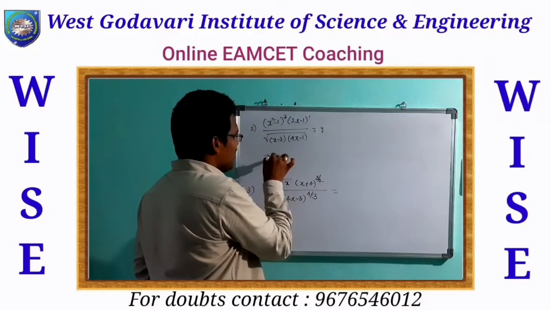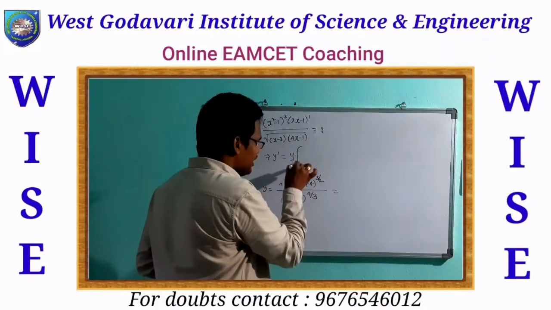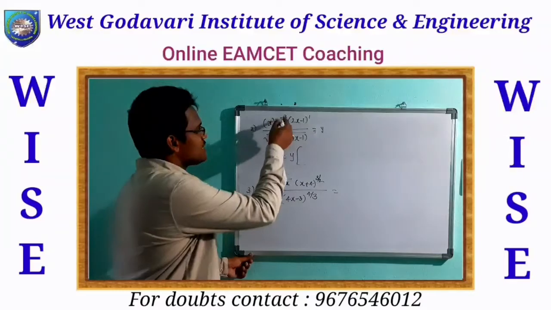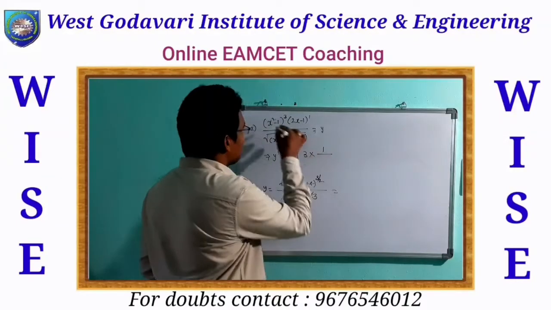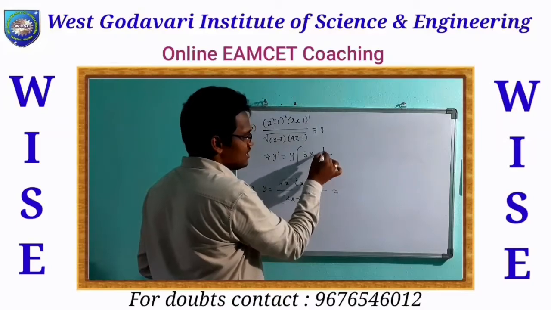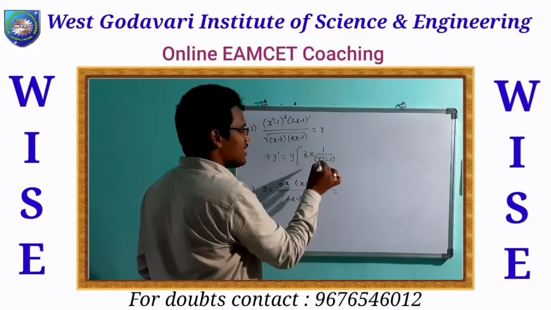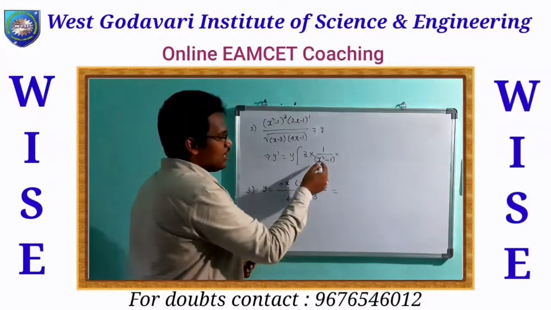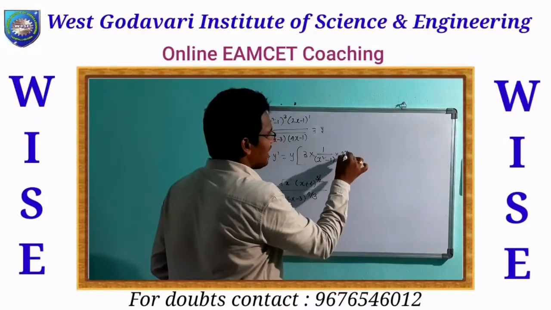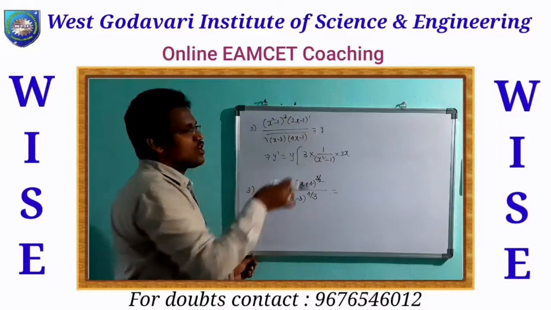Then y dash is equal to y into, the first term, the power value 3. So 3 into 1 by the function value x square minus 1, into the differentiation of this function. So differentiation of x square is 2x. So this is the first term evaluation.